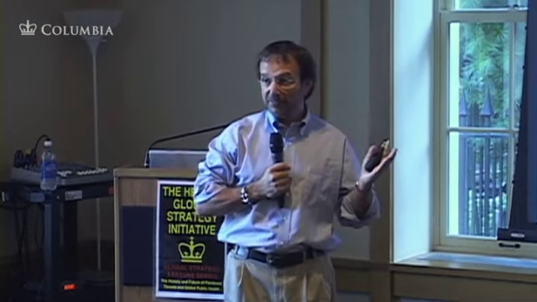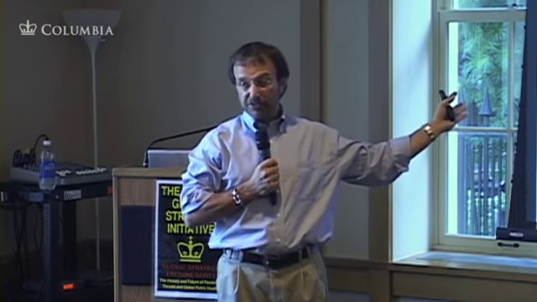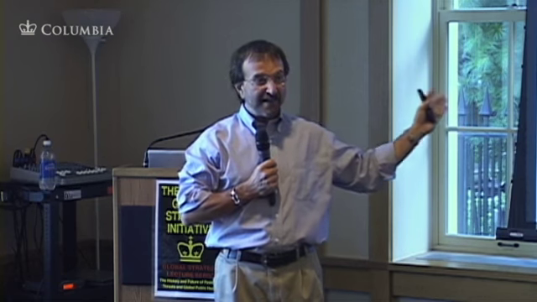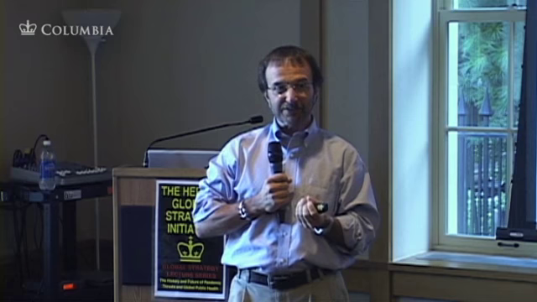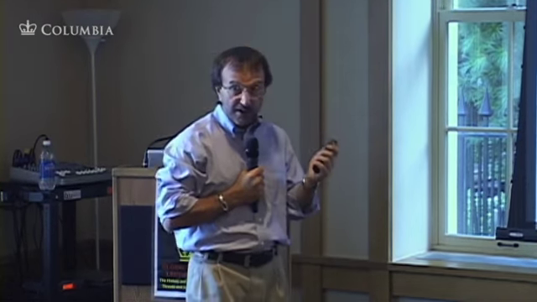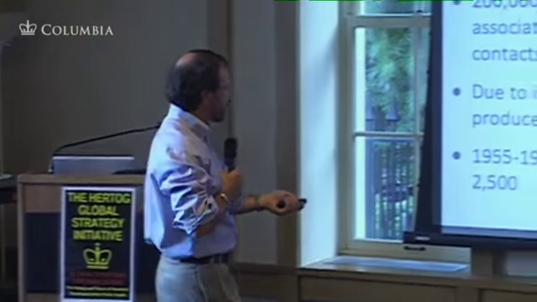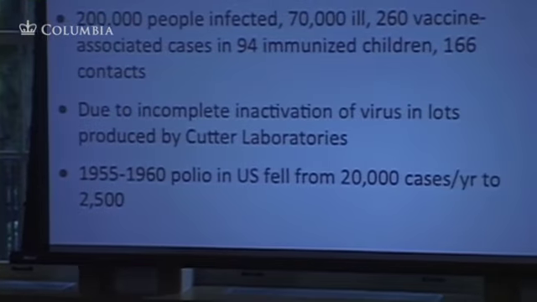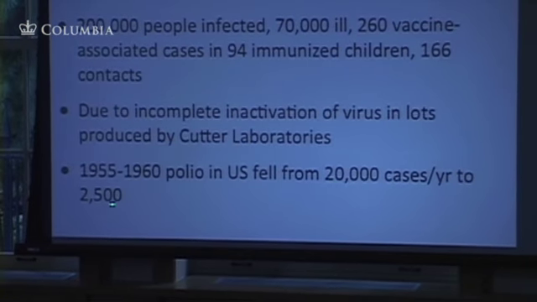This, according to Paul Offit, is the beginning of the anti-vaccine movement in the U.S. because a huge lawsuit resulted as a consequence of this, and the lawsuit established product liability, that no matter what a manufacturer does, if someone gets hurt, someone has to be liable for that. It's a very interesting case. In fact, Paul Offit wrote a very good book about this called The Cutter Incident. Nevertheless, it was restored and corrected and returned to use. And in the U.S., polio fell from 20,000 cases a year to 2,500 by 1960.